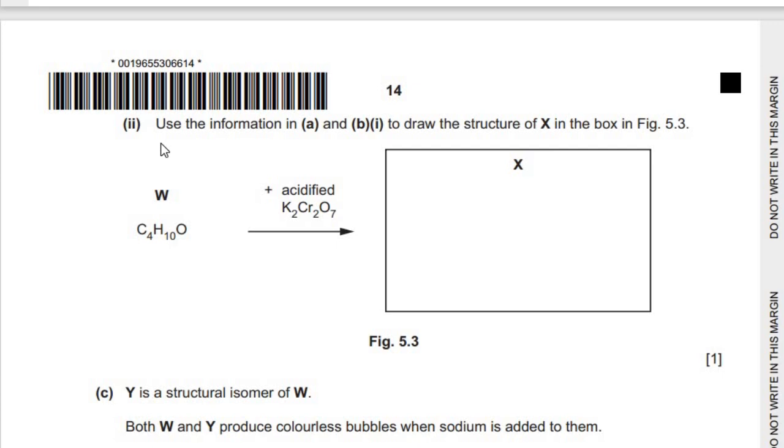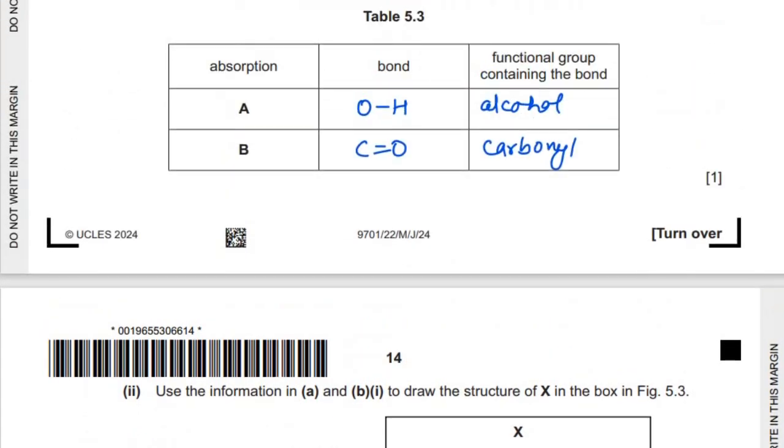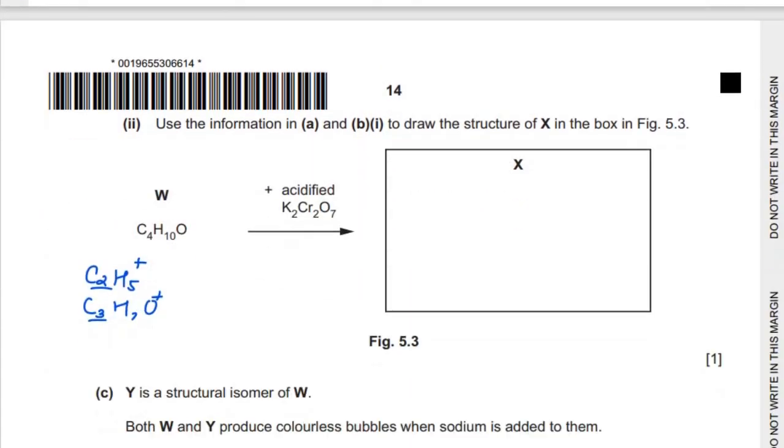Now what I suggest is that, for what is present in W, we have seen the mass spectrum also, and according to the mass spectrum we had got two fragments, C2H5+ and a C3H7O fragment, right? So that shows that there are 2 carbons on one side and 3 carbons on the other, and that's how the fragmentation occurred. So C4H10O, now as we know W is an alcohol from the information given in A, so that shows that it might be a secondary alcohol.